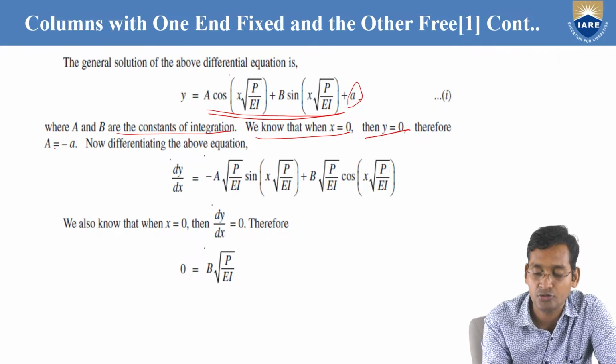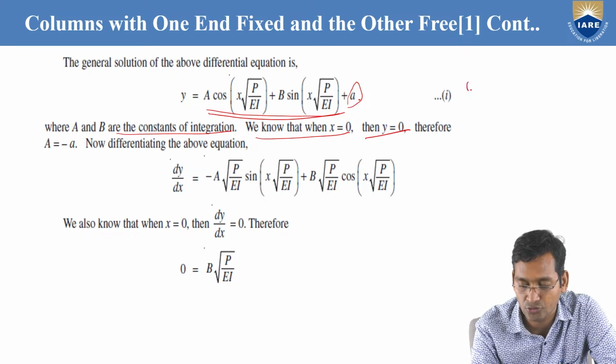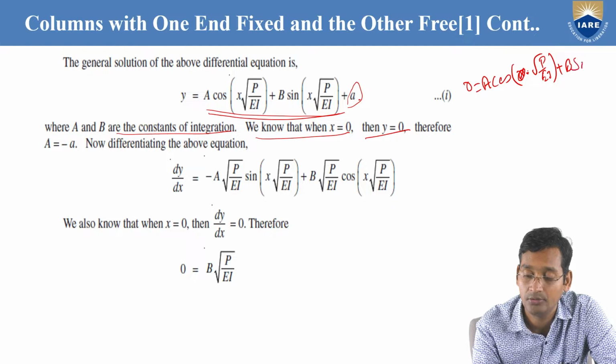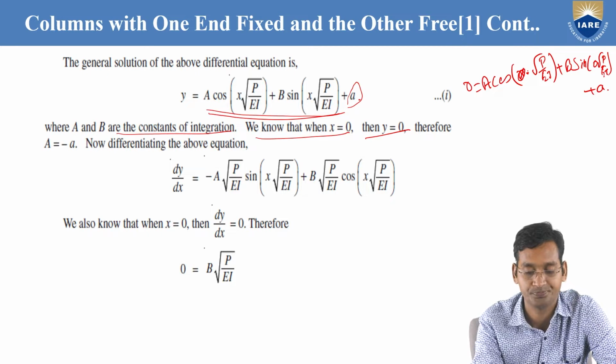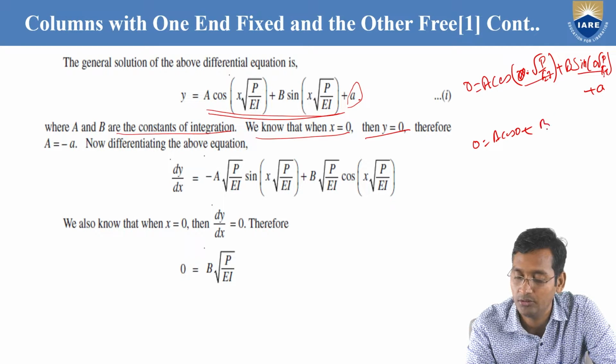Therefore, let's put the value of x and y. So y is 0, so 0 equals x = 0. So a cos(x root p by EI), that is x is 0. So 0 into root p by EI plus b sin(0 into root p by EI) plus a. Okay, so 0 into this will be 0. So 0 equals a cos 0 plus b sin 0 plus a.